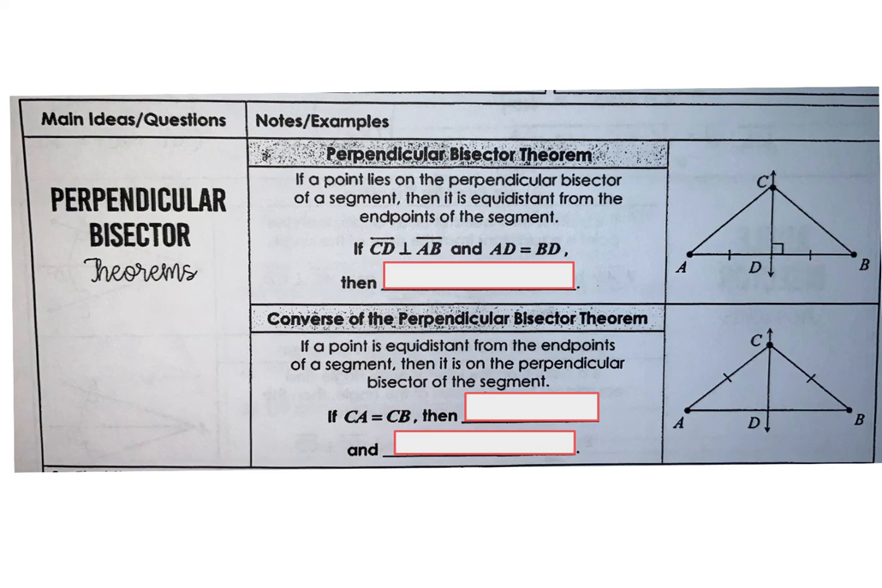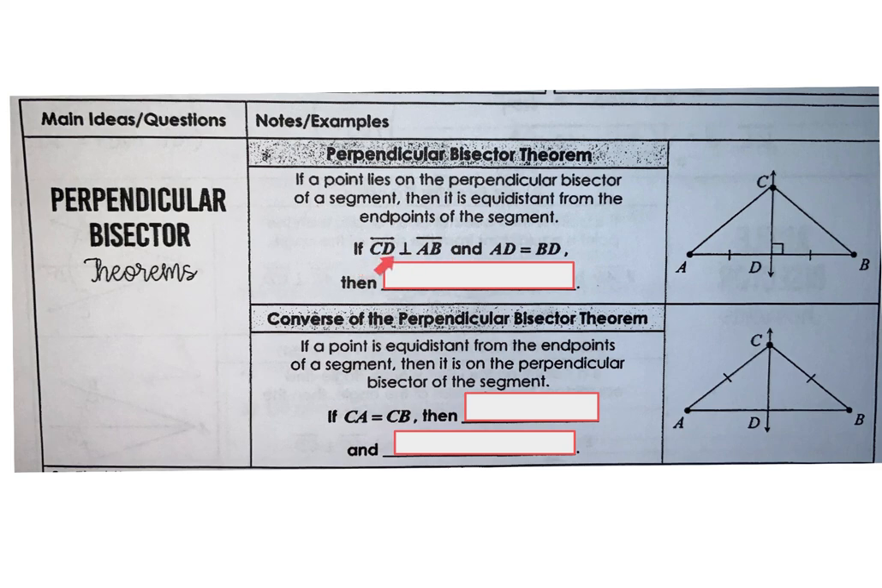The perpendicular bisector theorem, which is on page 207 in your books, does say that if a point lies on a perpendicular bisector of a segment, it is equidistant, meaning the same distance, from the endpoints of the segment. So if you have a perpendicular bisector, then every point on this must be the same exact distance from each of these endpoints, which means that C must be the same exact distance from those endpoints, okay?